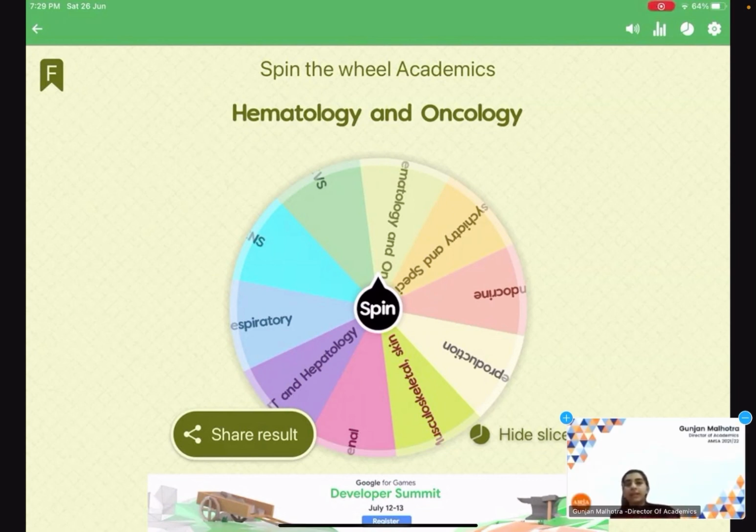Mutation of ALK receptor is seen in which of the following tumors? Colon cancer, breast carcinoma, glioma, neuroblastoma. Mutation of ALK receptor is seen in which of the following tumors? Colon carcinoma, breast carcinoma, glioma, and neuroblastoma.